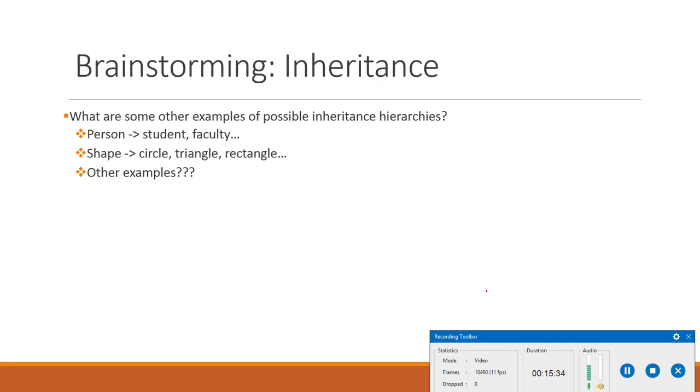We can have other possible inheritance hierarchies also. For example, from Person, I can derive a Student because a student is a person. I can derive a Faculty from the Person class because a faculty is a person. I can derive Employee from the Person class because an employee is a person. Doctor is a person, engineer is a person, and so on. Similarly, we have a Shape class, which is a superclass. I can derive Circle from the Shape class, Triangle, Rectangle, Square, and many other classes. So these can be the basic hierarchies.